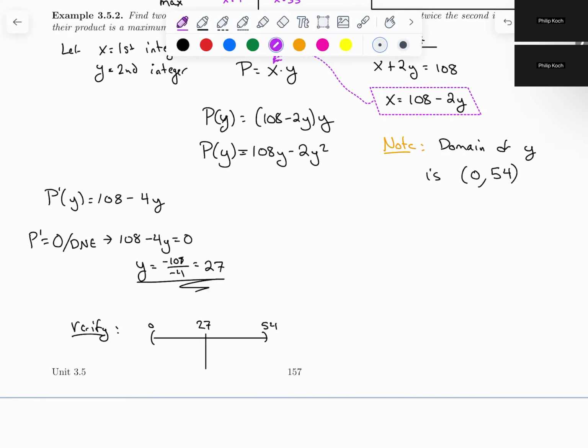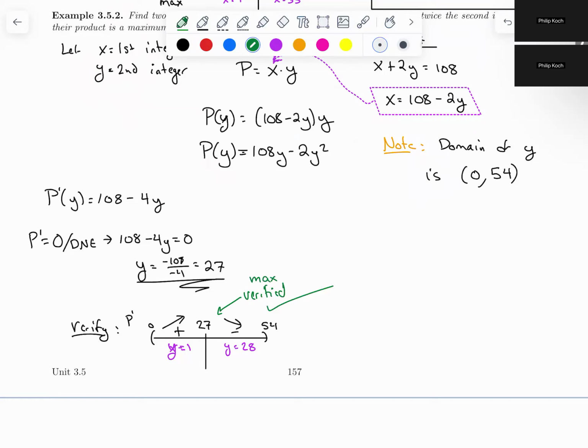So I'll plug in y equals 1 and y equals 28. This is P prime. Plugging in 1 into this equation, it'll be 108 minus 4. That'd be positive, so it's increasing. Plugging in 28, you can use your calculator, but I guarantee when you plug it in, you will get a negative number. And so it's verified. Max has been verified.